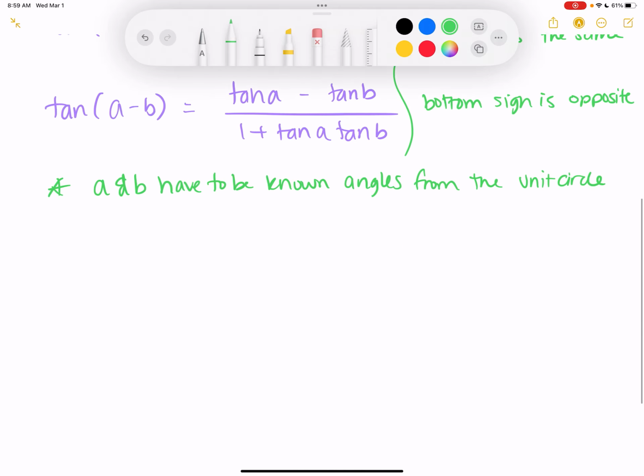And so for this section, or this chapter, you will have a unit circle given to you. You won't have to write it down or anything.